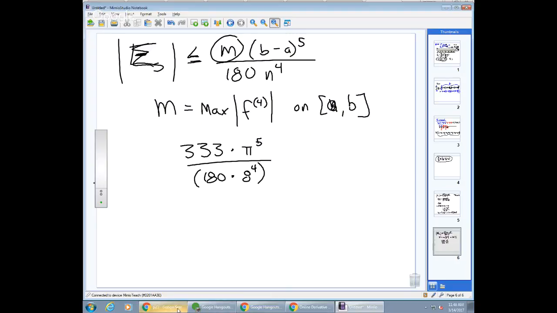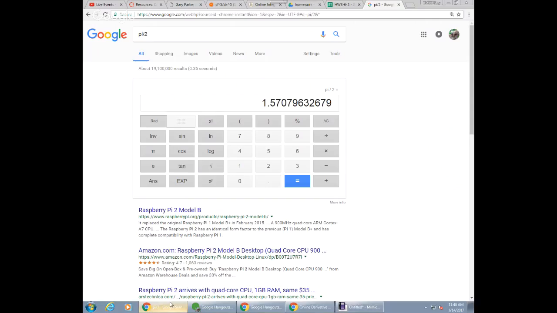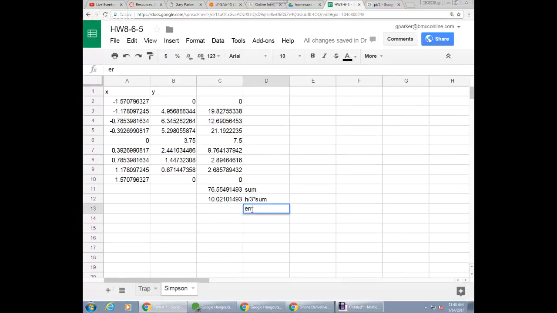So spreadsheet, Simpson's Rule, error. Somebody double check, make sure I get this right. 333 times pi raised to the fifth, right? Divided by 180 divided by 8 raised to the fourth, right? Error here is about 0.138.